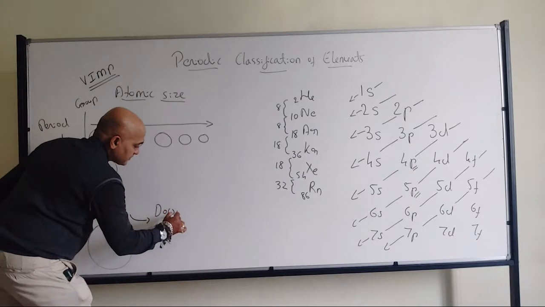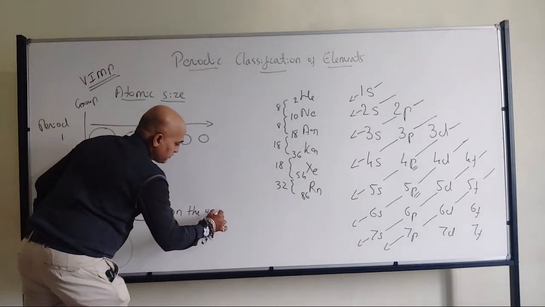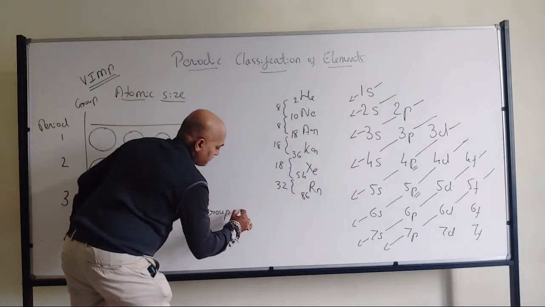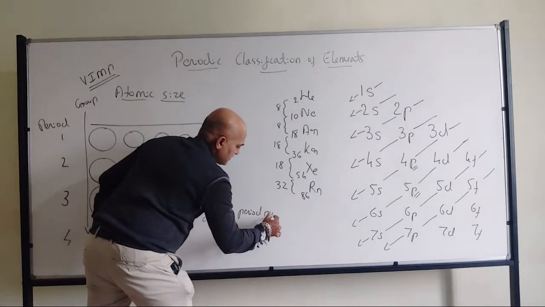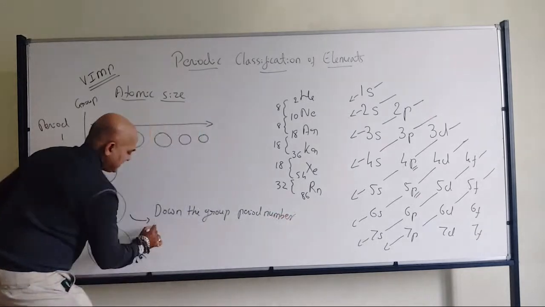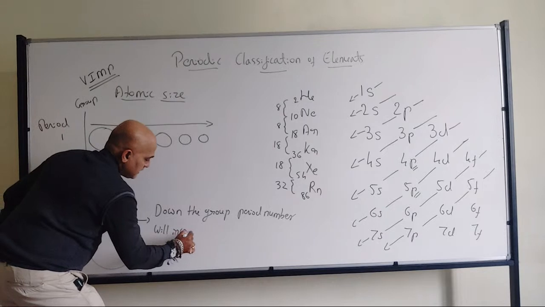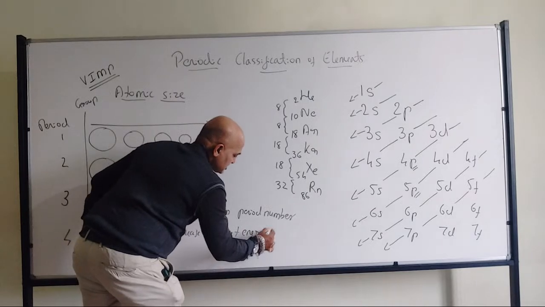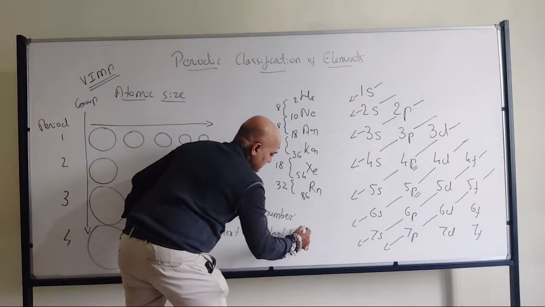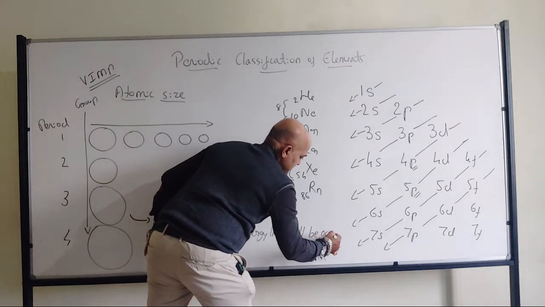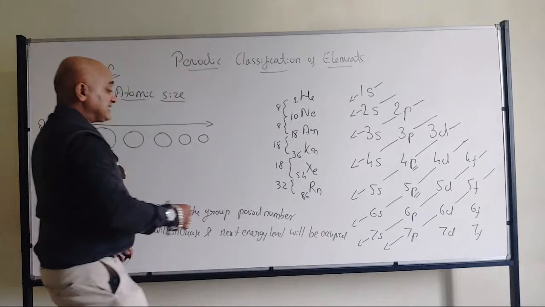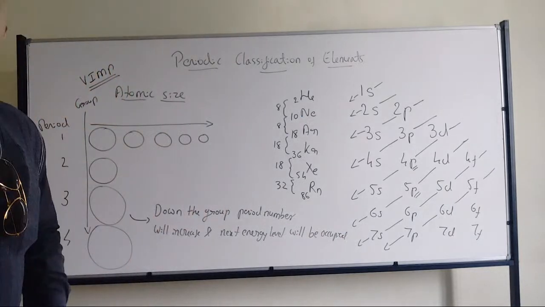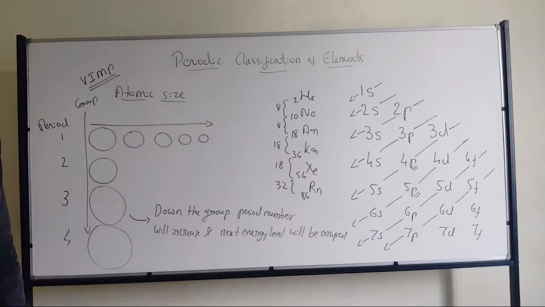Down the group, period number will increase and the next energy level will be occupied or considered. Since we are moving to the next energy level, atomic size is going to increase, although there is a drastic increase in the atomic number, no doubt. There is no increase in atomic number one by one. There is a drastic increase.